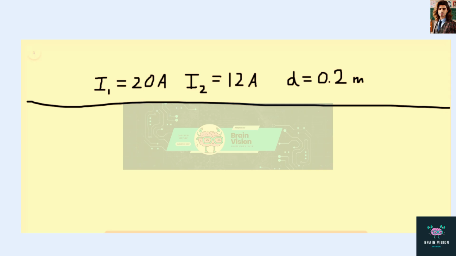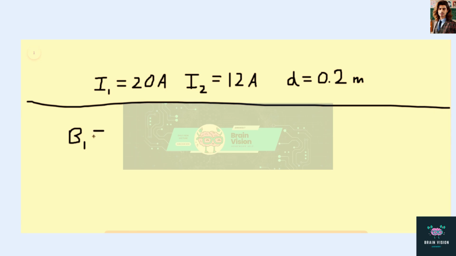For this question, we have two wires carrying a current, and these wires are separated by a distance d of 20 centimeters or 0.2 meters apart. The top wire, which I call wire 1, has a current I sub 1 of 20 amperes, and the bottom wire, which I call I sub 2, has a current of 12 amperes. What we're asked to do is find the magnitude of the magnetic field at a point that's halfway between them, considering this information.